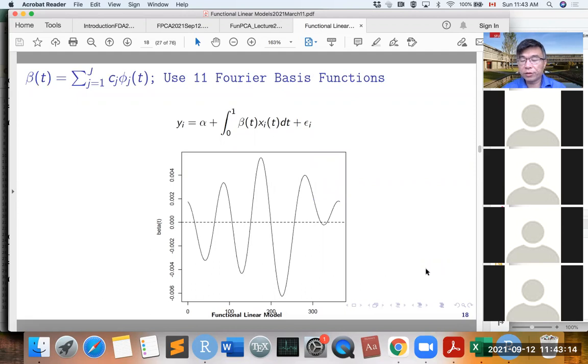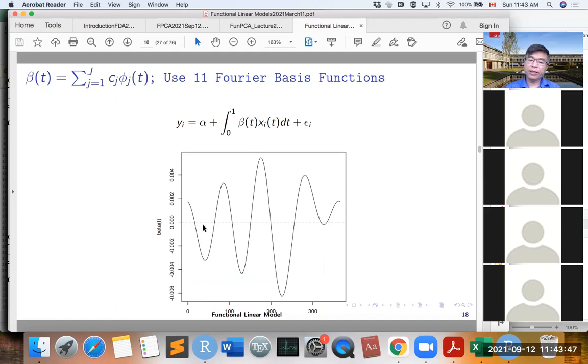So this is the result when we estimate the functional linear model on the temperature data. yi is the annual precipitation, xi is the delayed temperature. Here we are using 11 free basis functions to represent beta t, and this is the estimated beta t.